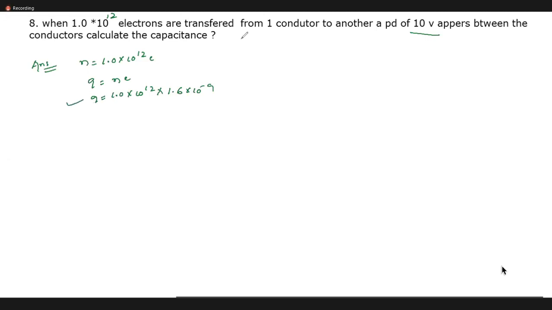Next. So transfer from one conductor to the another conductor as V is equal to 10 volt. You need to find out the C, right? So how to find the C? The capacitance Q of any conductor by V. Yes, C is equal to Q by V. So Q find out here, then divided by 10. Please do it.